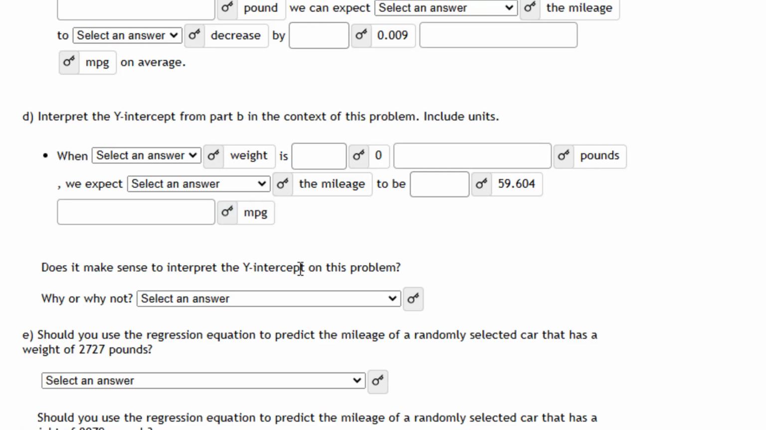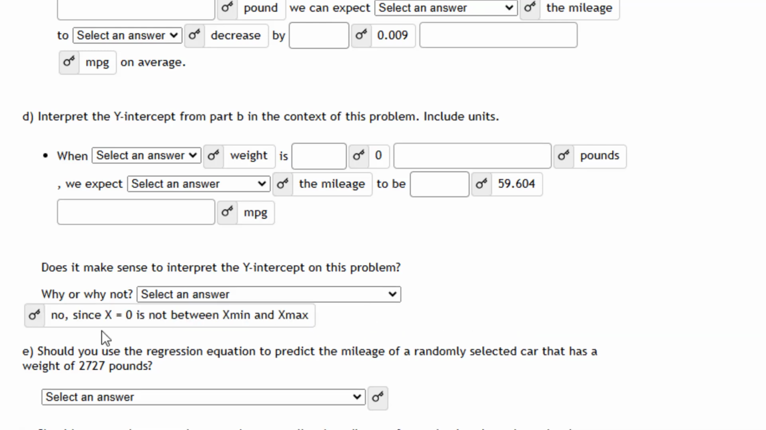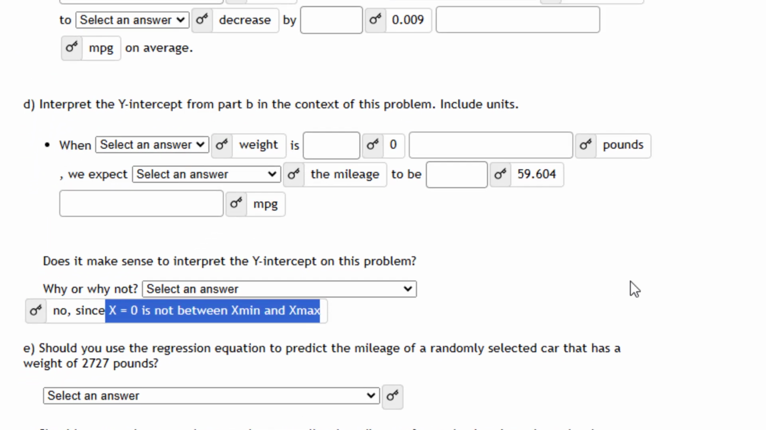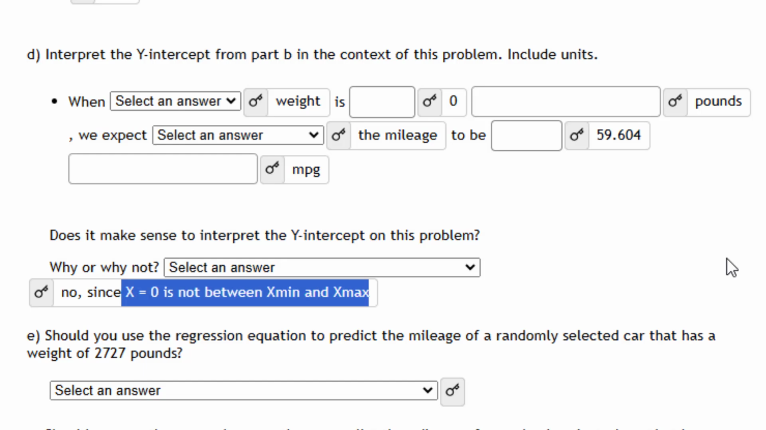Now, does it make sense to interpret the y-intercept in this problem? No, not at all. First of all, it doesn't make sense to have a car that only weighs 0 pounds. But more specifically, it doesn't make sense because x equals 0 is not between the minimum and maximum. It's not within our restricted domain, so we really can't do any kind of quote-unquote predicting of what would happen with that as a random variable.